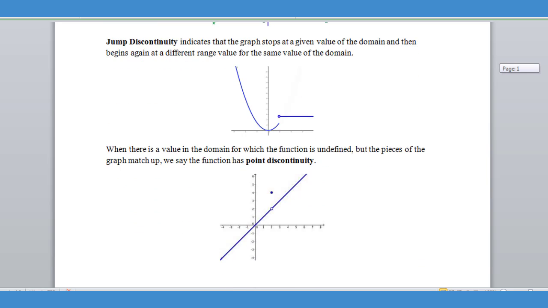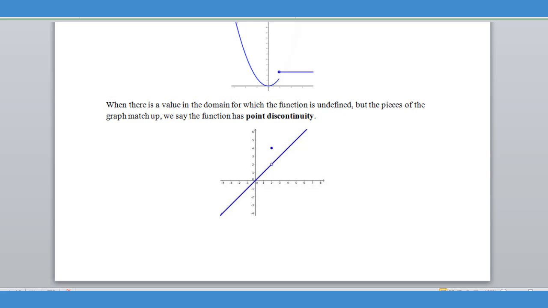And then finally we have point discontinuity. In point discontinuity, we have a situation where something may be undefined, like in a rational function. The graph at a certain point would not be available to us, so we would show that as a little hole in the graph. That is a specific point where the graph is discontinuous. So you can see the three major types of discontinuity that we can have.